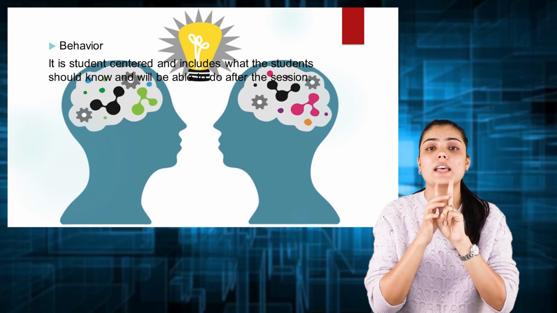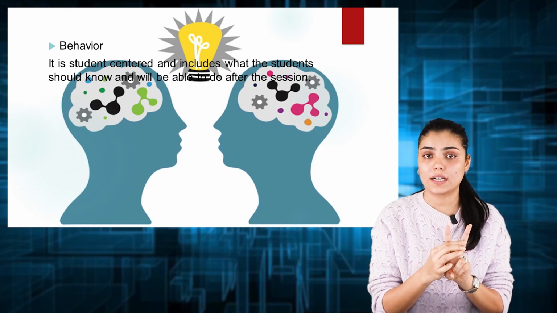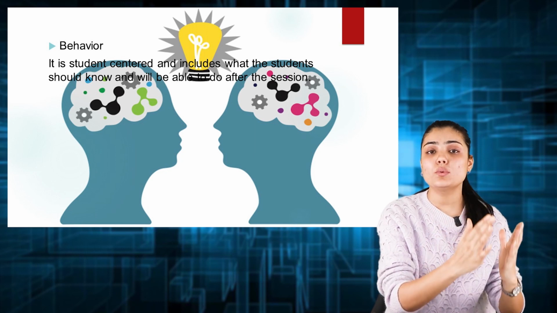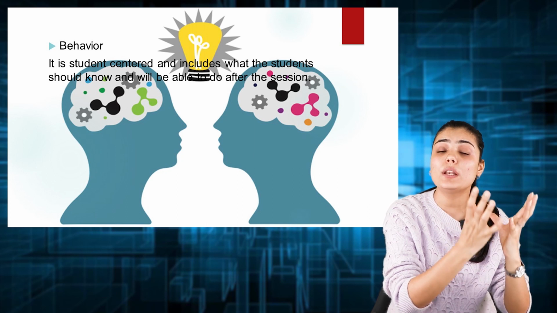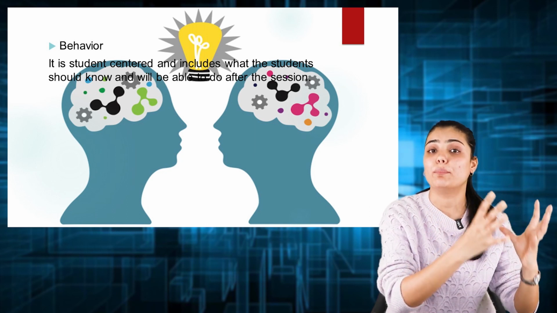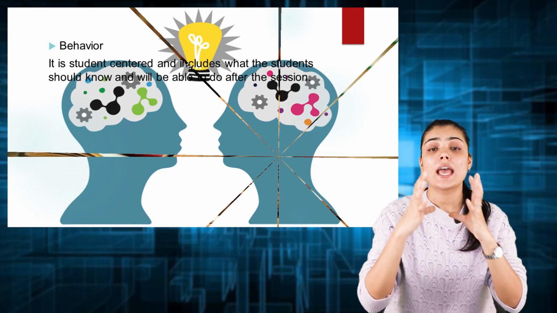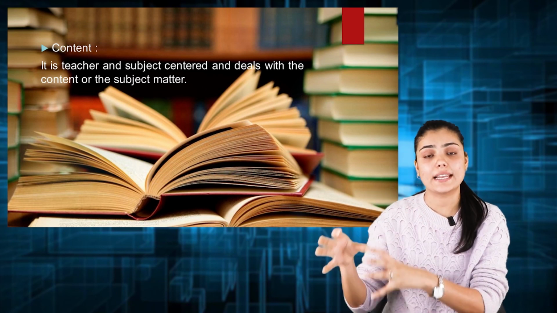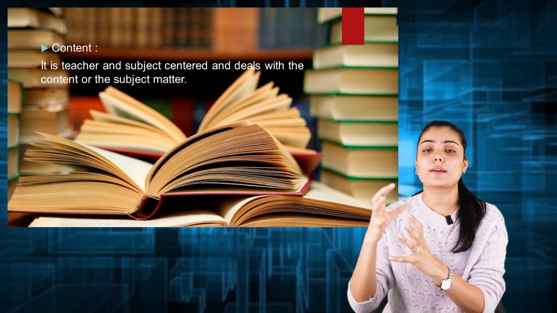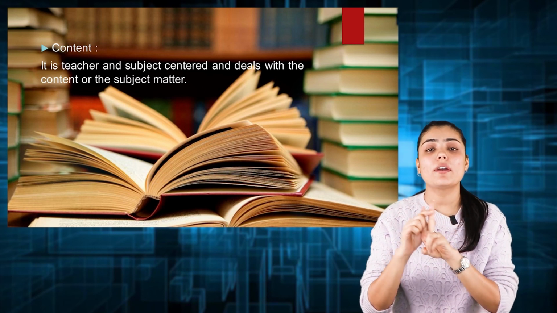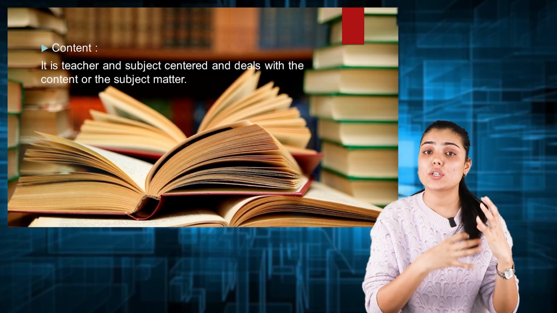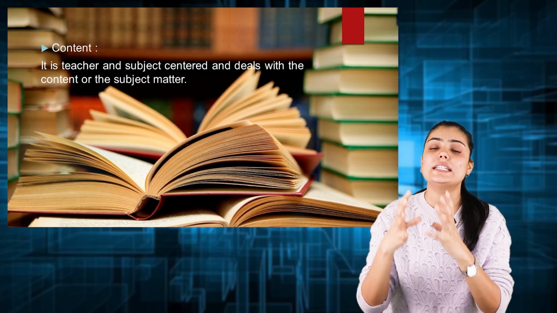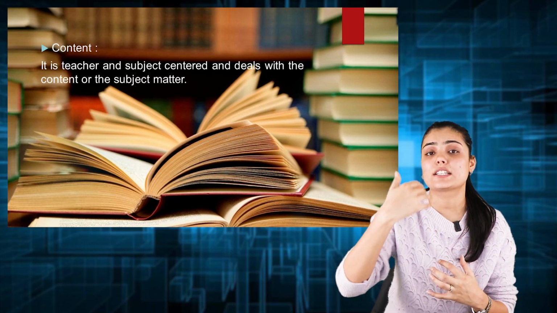Alright. Now, educational objectives have, as I said, two different aspects, that is the behavior and the content. Behavior is student-centered or learner-centered, and it refers to what the student will know or will be able to do after the educational program is completed, after the session is over. Whereas the second aspect is content. Content is teacher and subject centered, and it deals with the subject matter. In the first part, we've seen the changes in the behavior and knowledge level of the individual, whereas the second one, content, deals with the content that is being delivered.